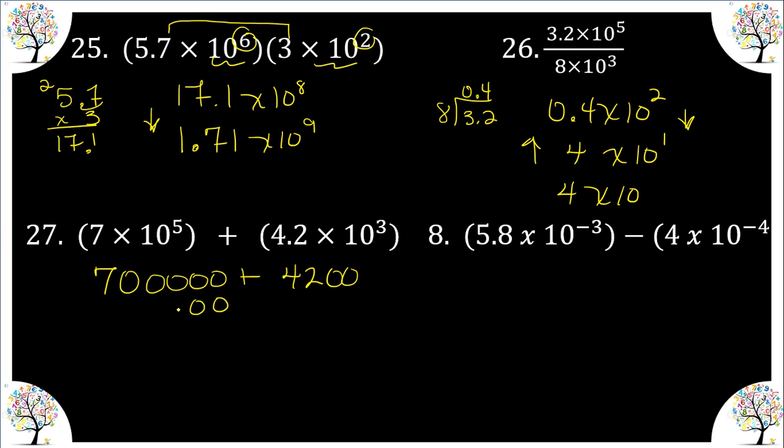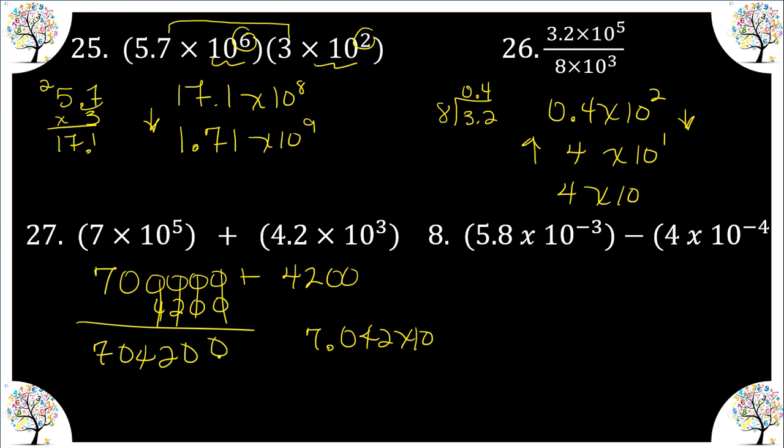Line up your decimals and add 0, 0, 2, 4, 0, and 7. That's our answer, but now we need to convert it to scientific. 7.042 times 10, and we moved it 1, 2, 3, 4, and 5.